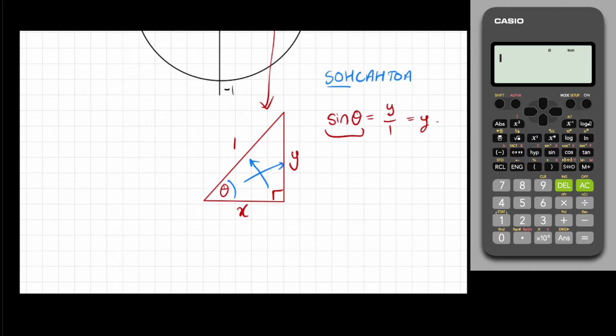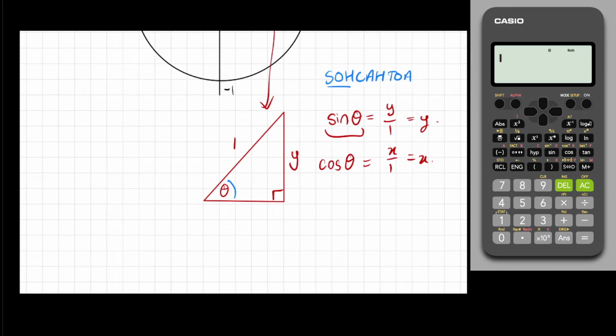Now let's do the same thing for cosine. Cos theta is equal to adjacent over hypotenuse. So this one's going to be x over 1, which of course is just equal to x. Well, that's pretty cool. That means whatever this length is in my triangle, with my hypotenuse equal to 1, cos of that angle is just going to be equal to whatever this length is down here. And again, only when the hypotenuse is 1.